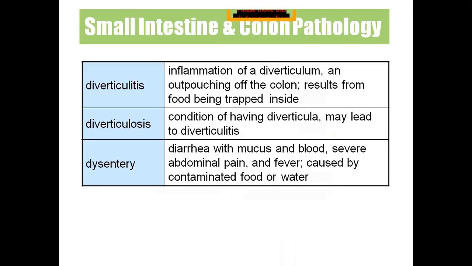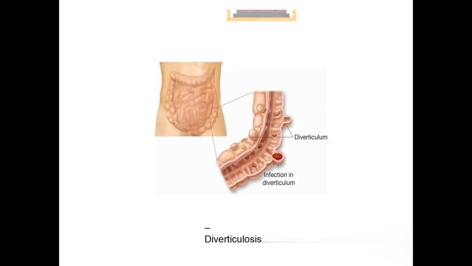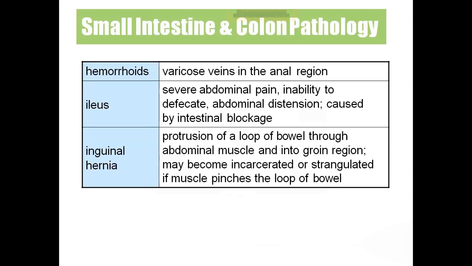And next, dysentery. This is diarrhea with mucus and blood, severe abdominal pain and fever. So this is mainly due to contaminated food and water. It may also be because of amoebiasis, or tapeworm infection, which is due to contaminated food and water. Hemorrhoids. The varicose veins in the anal region, we call it as hemorrhoids. We also call it as piles. And ileus. Severe abdominal pain, unable to defecate, abdominal distension. This is all because of intestinal blockage.